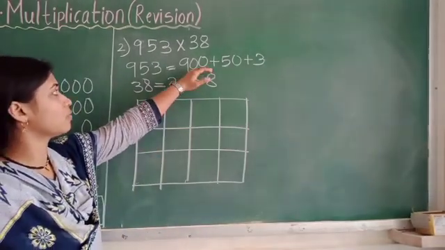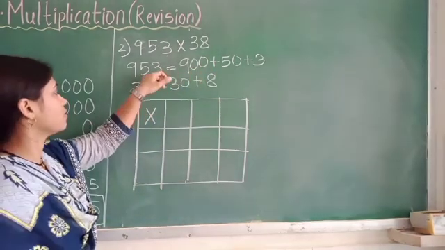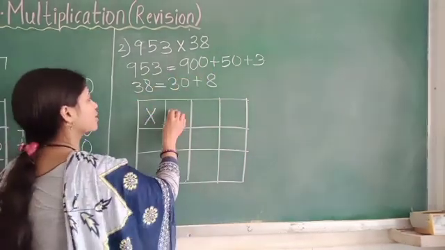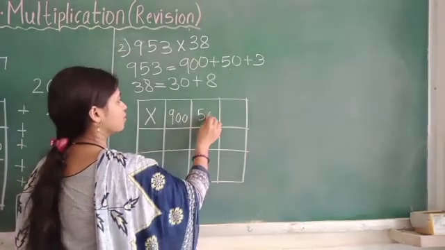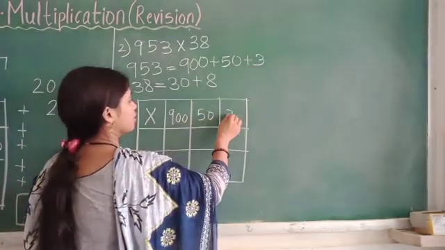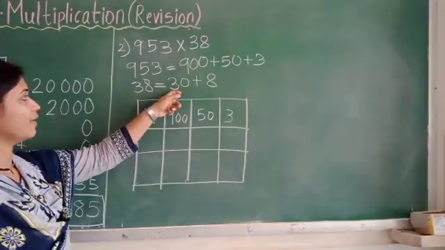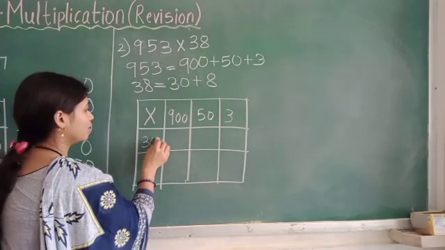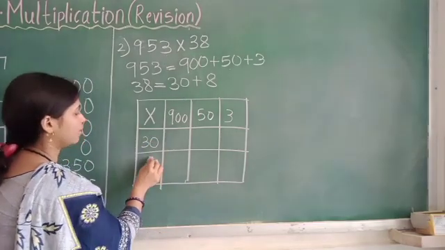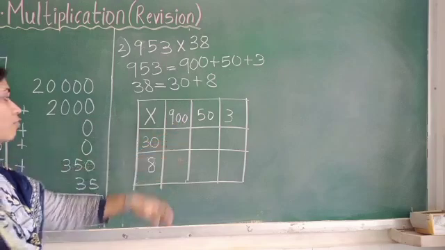Now we will write down this number in this table. How we have expanded 953? 900 we will write in the first box. Then second is 50. Next is 3. Now this 38 we will write down here. How we have expanded it? 30 plus 8. So here what we will write? 30 and 8.